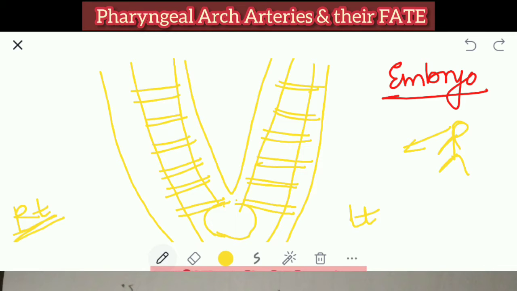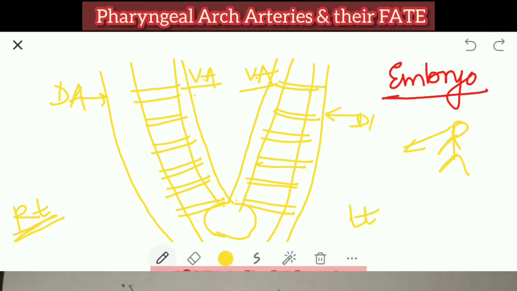So this is ventral aorta. It's not writing here, wait. I will label it on the outside, or I will write in short form. This is ventral aorta. This is also ventral aorta. So this is of the left side and this is of the right side. This is dorsal aorta of the right side, dorsal aorta of the left side.